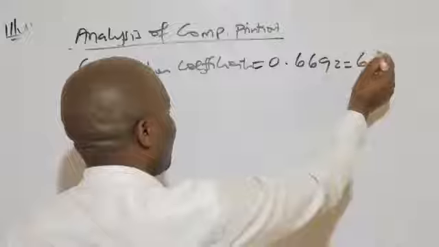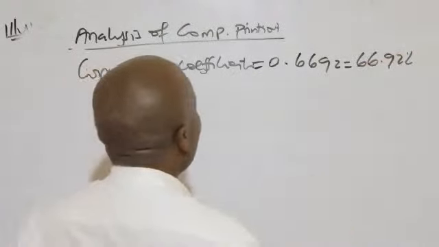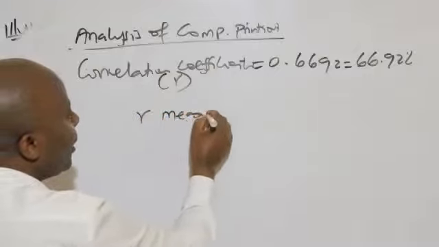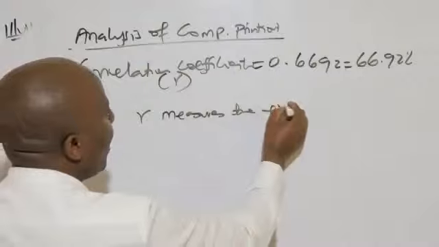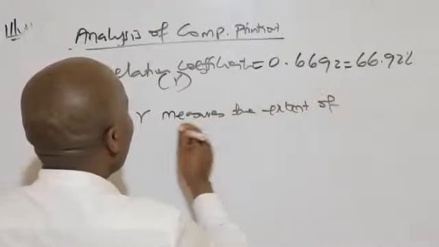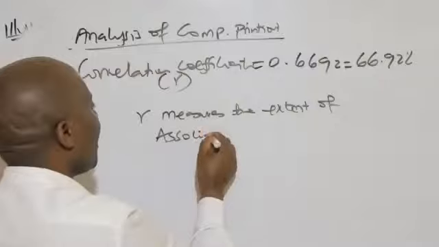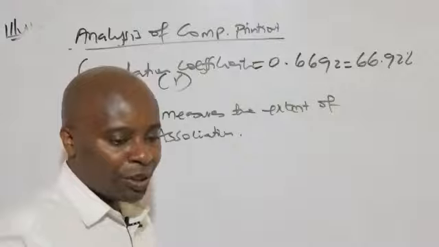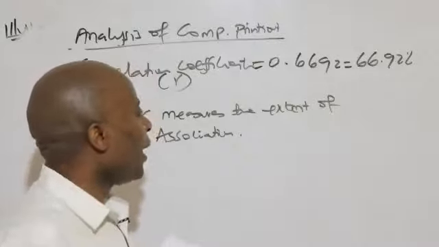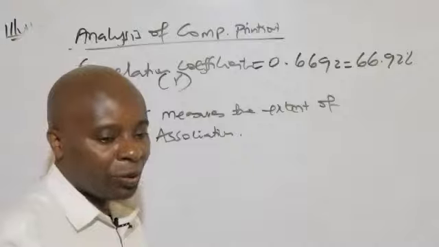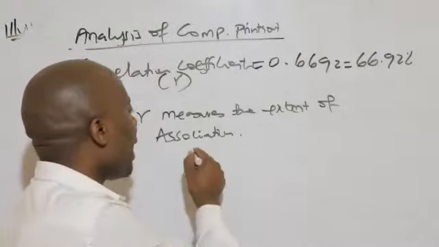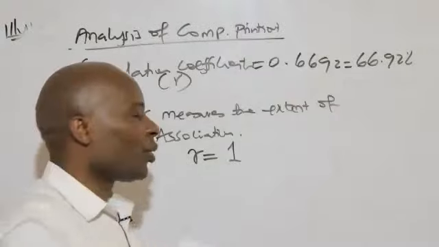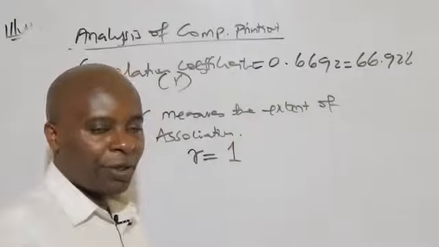So I can see the computer correlation there is 0.6692, which is the same as 66.92%. Remember, this is R, and R measures the extent of association between variables. If you get R, ladies and gentlemen, being exactly equal to 1, 100% relationship, this is what we call perfect positive correlation.